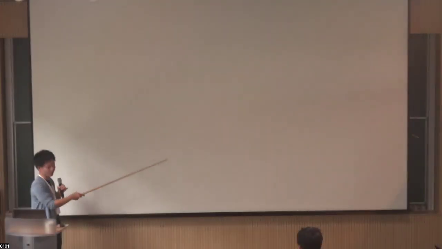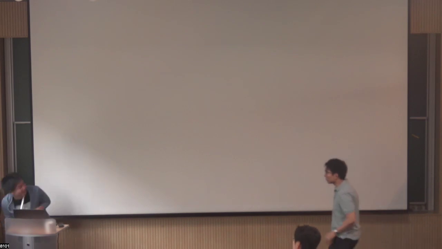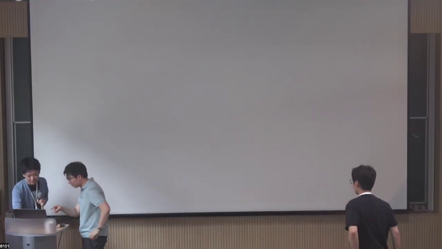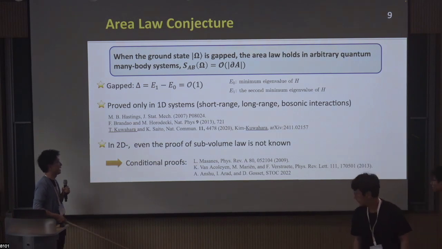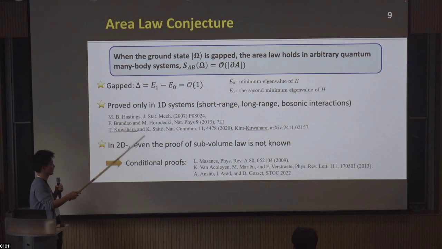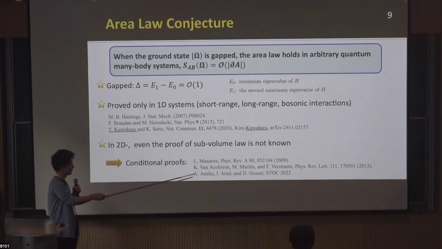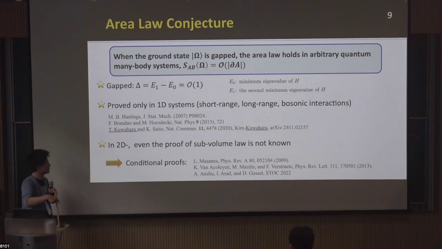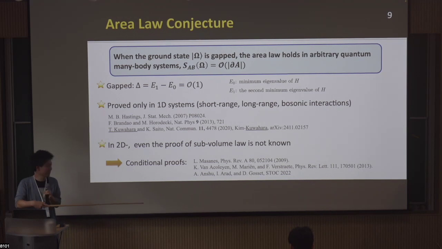The first proof was given by Hastings in 2007. And many generalizations and improvements of the original Hastings proof were given, for example, including long-range interacting systems and long-range interacting bosonic systems, which have unbounded local energies. However, in high-dimensional cases, even the proof of a sub-volume law instead of the area law is still very challenging.